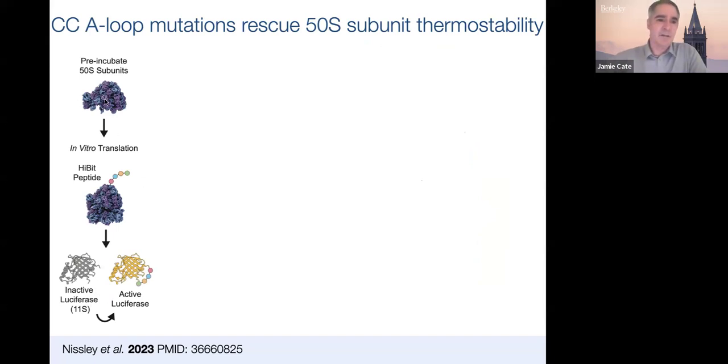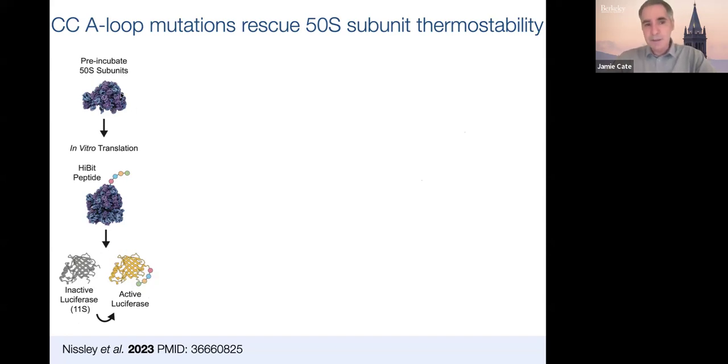So this is our biochemical experiment where we purify the mutant large subunits. Again, remember the ribosome has the small and large subunits that come together. That's shown here. Then we make a very short peptide that binds to another part of a protein called luciferase, or nanoluciferase. If we can make this peptide, then we can make a luciferase that is catalytically active, and we can add a small molecule, and this will give off light that we can measure. So this is how we test whether these subunits are active.